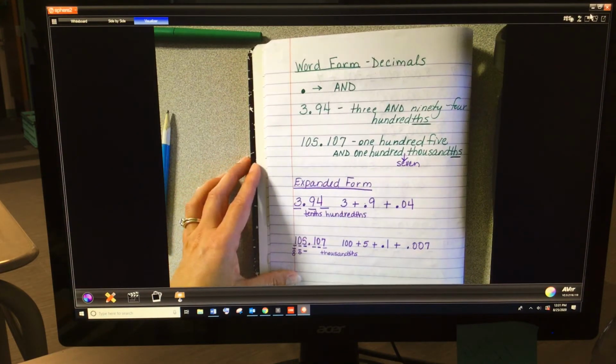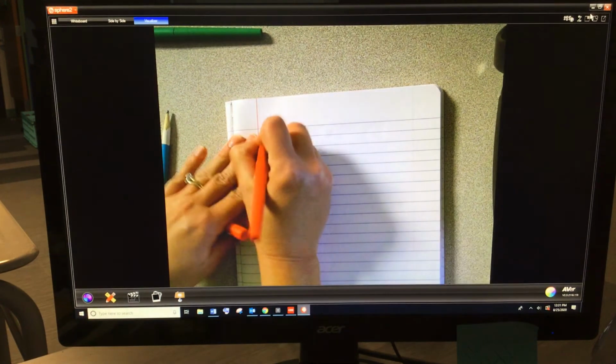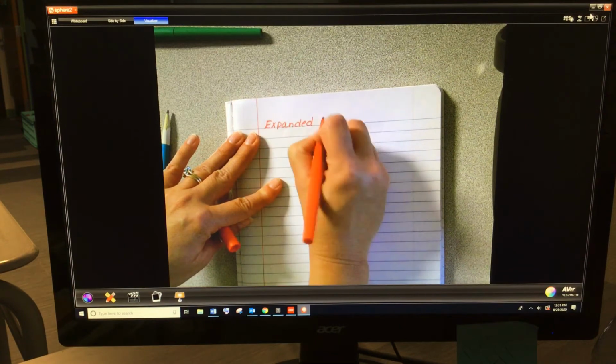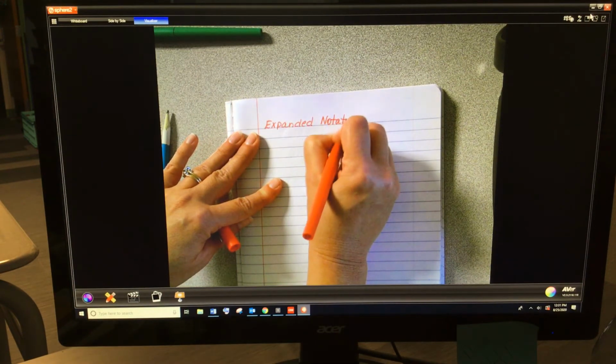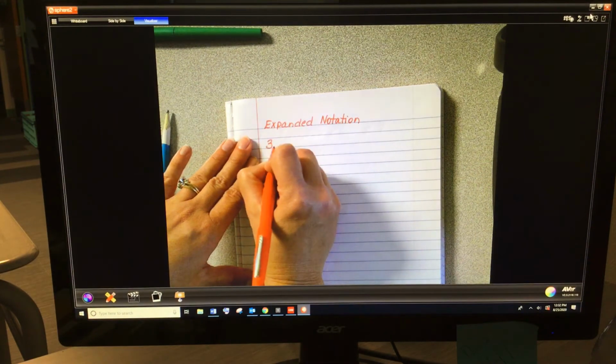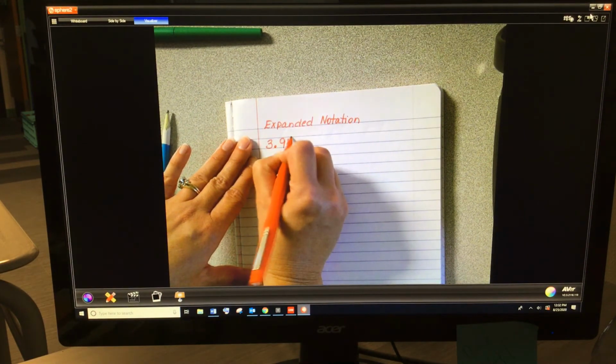Okay? Expanded notation. Now, as we go through this, I need you to listen. It's not difficult. Now, I'm going to turn my next page and I'm going to change colors. We're now going to be in expanded notation. It's going to look very similar to expanded form. I'm going to take the same numbers we used before, 3 and 94 hundredths.